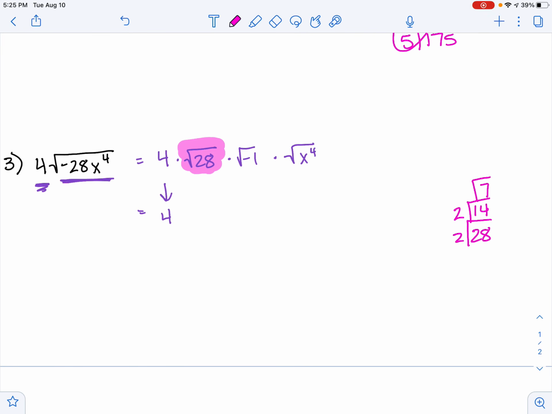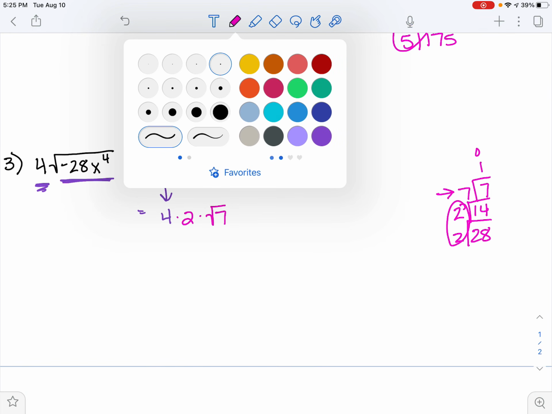The smallest prime number that goes into 7 is 7. 7 goes into itself 1 time. When you get to 1, you're done. This is the candle to your cake. We are looking for pairs of numbers to leave the square root symbol. Here I have a pair of 2s that can leave. 7 does not have a pair, so 7 is going to stay inside of that square root symbol.